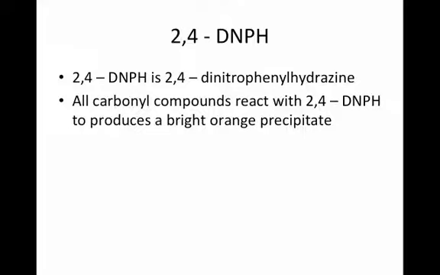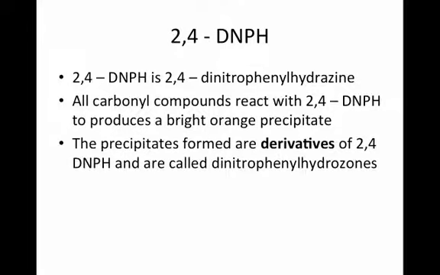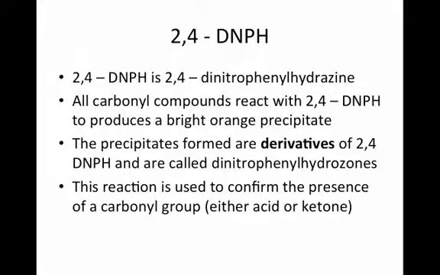Basically, this reacts with all carbonyl compounds. Only carbonyl compounds though. It won't react with carboxylic acids, it won't react with alcohols, just carbonyl compounds, and it makes a bright orange or red or yellow precipitate, depending on which carbonyl. The best thing about it is that you make these things called derivatives of 2,4-DNPH. This is the precipitate, and they're called dinitrophenylhydrazones. These are how we can tell which carbonyl we have.